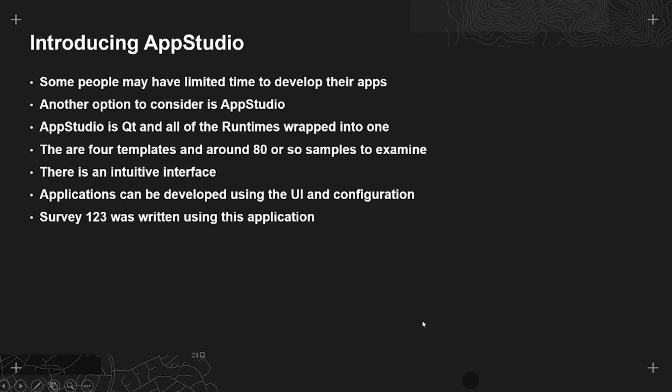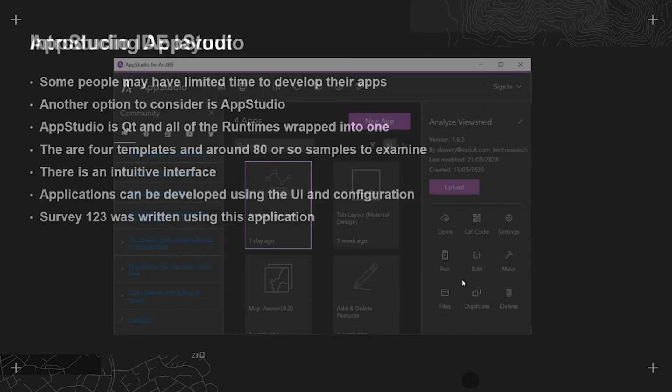Okay, I'd like to finish off by introducing you to AppStudio. Some people may have limited time to develop their apps. Another option is to use AppStudio. AppStudio is all of the runtimes wrapped into one, with 4 templates and around 80 or so samples to base your application on. There's a very intuitive interface, and applications can be developed simply using the UI and configuration settings alone. Survey123 was written using this application.